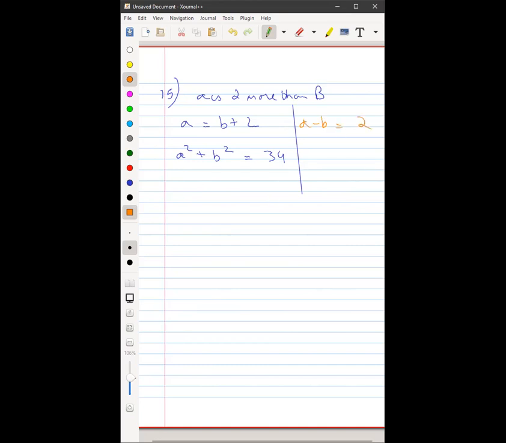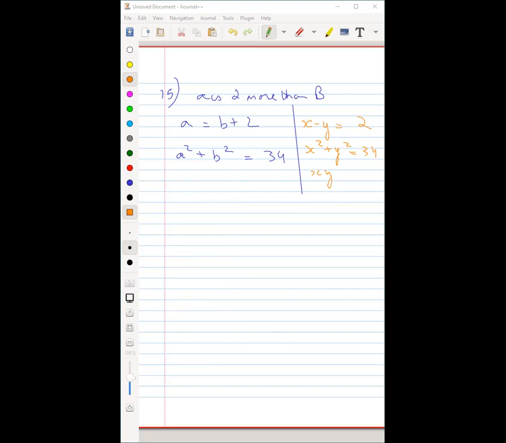Why are you taking X when the question is reading A? Sir, in our book, it is given x. Okay, yeah, fine. So x minus y is equal to 2. Squaring both sides, x minus y whole thing squared is equal to 2 squared. So now it is x squared plus y squared minus 2xy is equal to 4. And it is given x squared plus y squared is 34. So 34 minus 2xy is equal to 4.